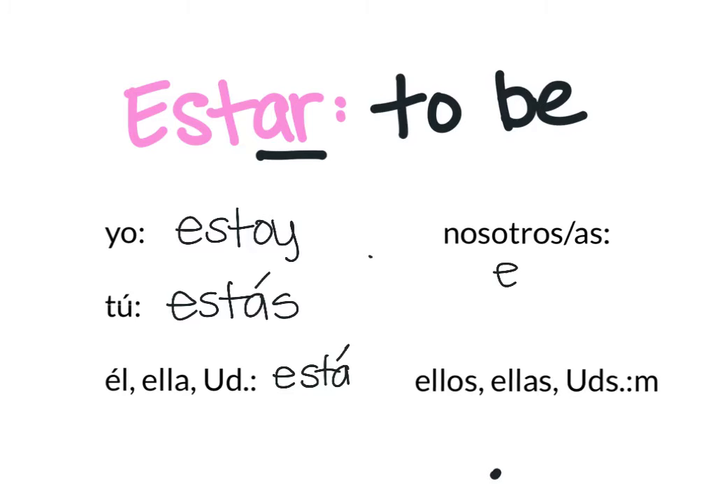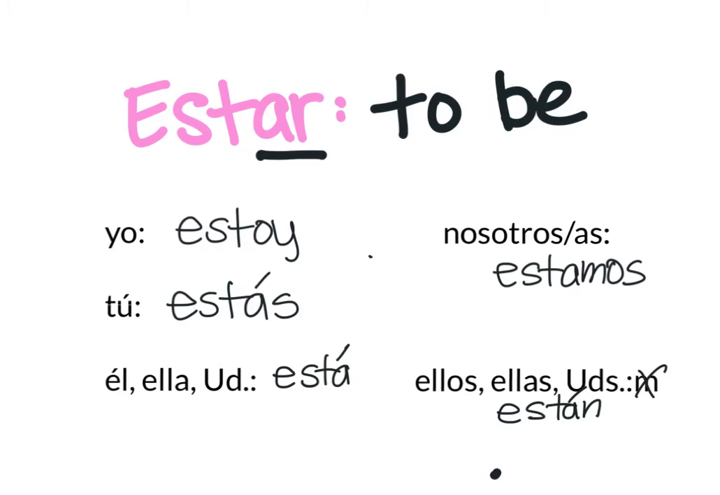The nosotros, nosotras form is estamos, and that one does not have an accent. And then the ellos, ellas, ustedes form is están, and that's got an accent on the A. Okay, so again, the conjugations of estar are yo estoy, tú estás, él está, ella está, usted está, nosotros estamos, nosotras estamos, ellos están, ellas están, and ustedes están.